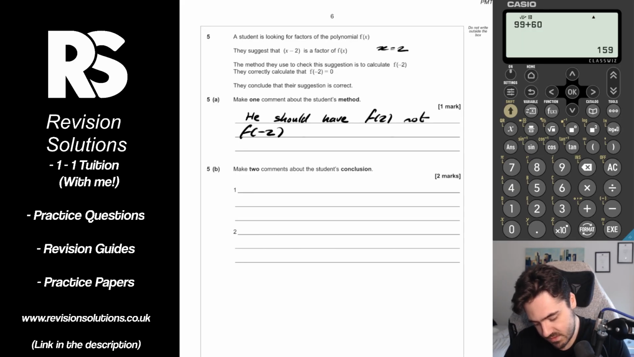And make 2 comments about the student's conclusion. Well, actually, we don't know if he's wrong necessarily, because we could still check f of 2 and it come out correct. So, undetermined, we'd say.